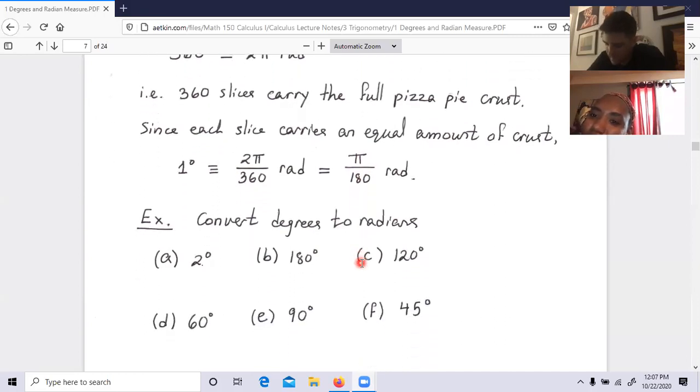And now let's do a quick conversion, guys, right? 2 degrees, 180 degrees, 120 degrees, 60 degrees, 90 degrees, 45 degrees. Before you actually answer this question, tell me, guys, please, what am I asking? Convert degrees to radians. I want a nice explanation, not some sort of technical one. What am I asking you?